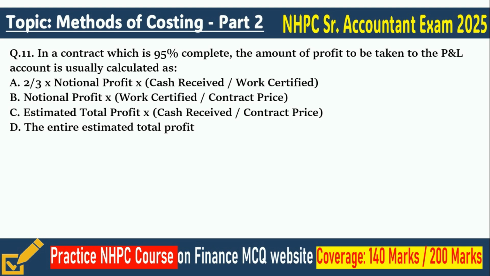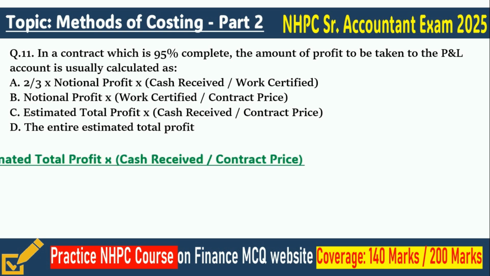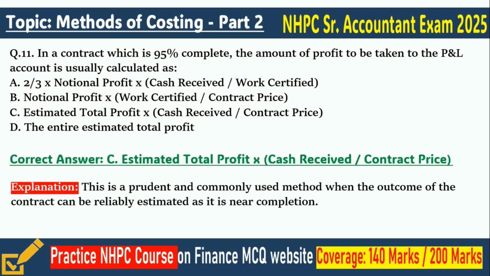So in a contract which is 95% complete, the amount of profit to be taken to the P&L account is usually calculated as: option A, two-thirds into notional profit into cash received divided by work certified. Option B, notional profit into work certified divided by contract price. Option C, estimated total profit into cash received divided by contract price. And last option, the entire estimated total profit. So the correct answer, friends, here is option C, estimated total profit into cash received divided by contract price. Friends, this is a prudent and commonly used method when the outcome of the contract can be reliably estimated as it is near completion. Moving on.